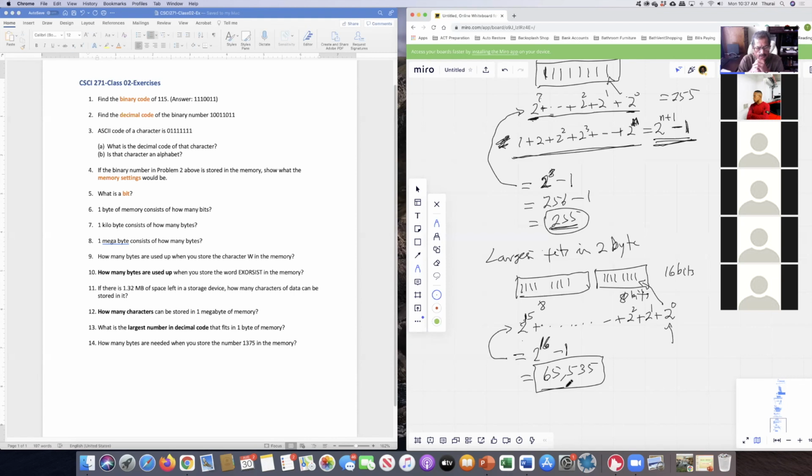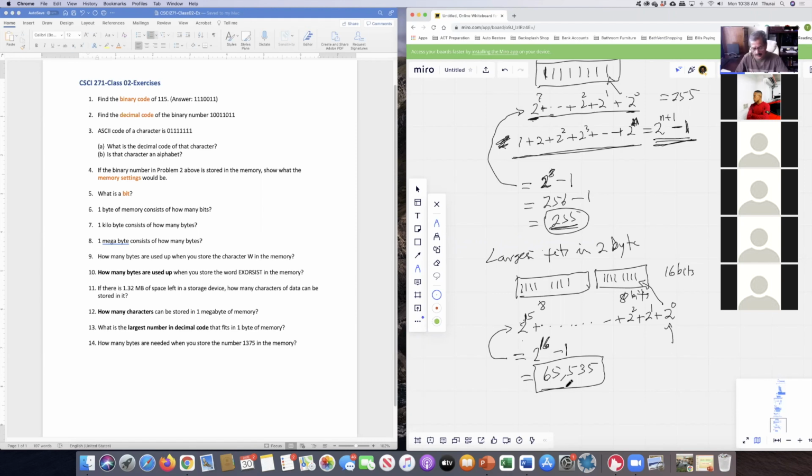How many bytes are needed? 2 bytes. 2 bytes, exactly. Very good. Because it's bigger than 255 and smaller than 65,535. So anything smaller than 65,535 can go in 2 bytes, and therefore this will need 2 bytes. So that's the second way to answer the question.